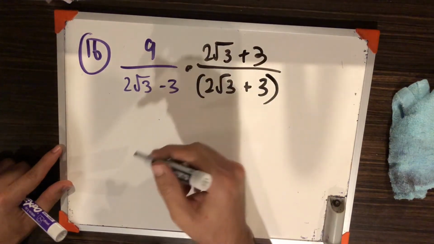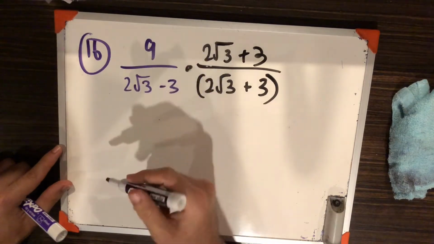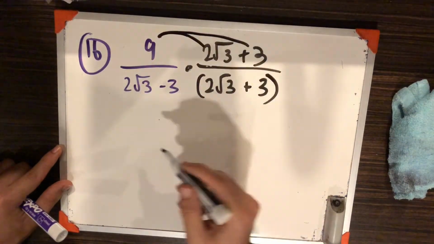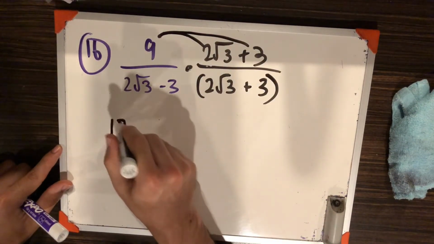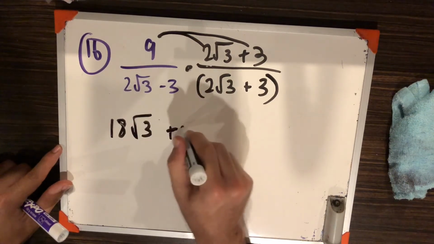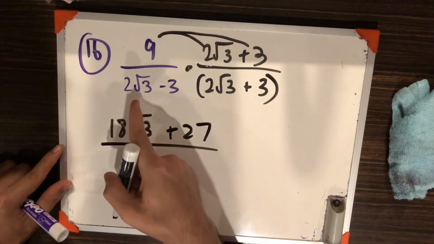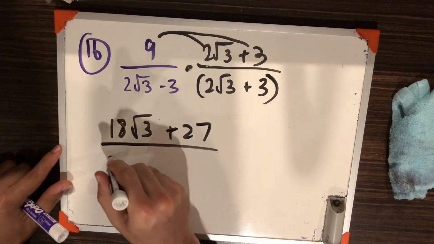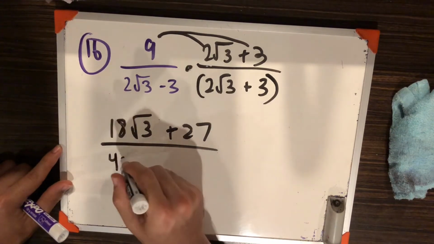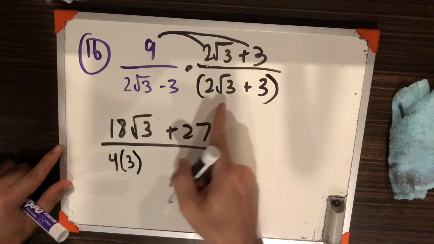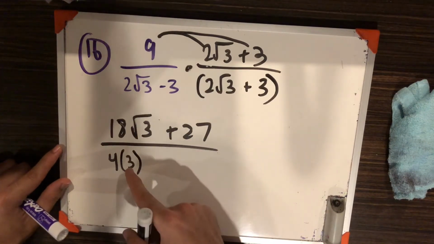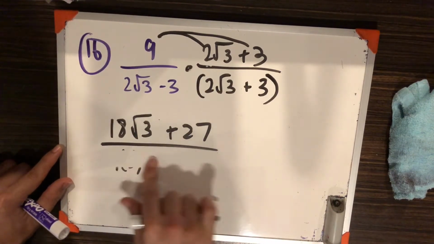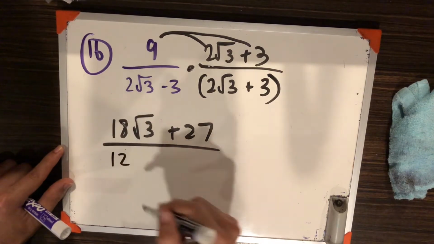Okay, let's do the top first. So 9 times this and 9 times that. That would be 18 square root of 3 plus 27. Let's do the bottom now. This times this. That would be 4 times 3. Eventually, square root of 3 times square root of 3 is 3. So this would turn out to be 12. So that's the first part.